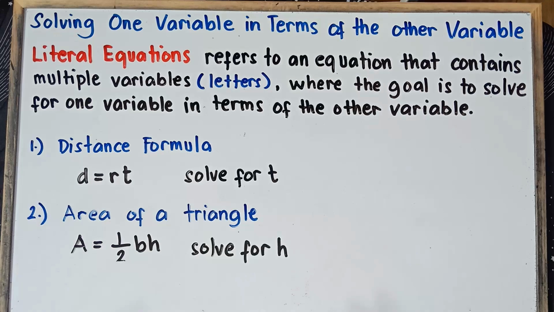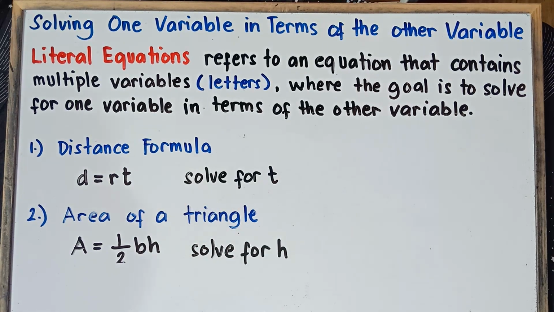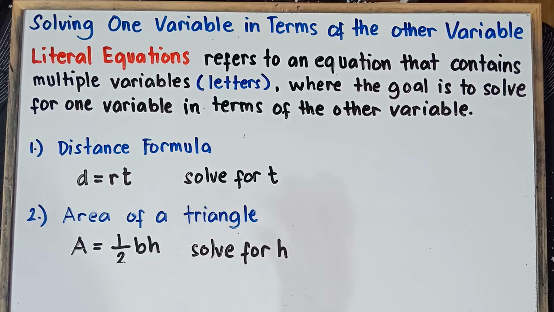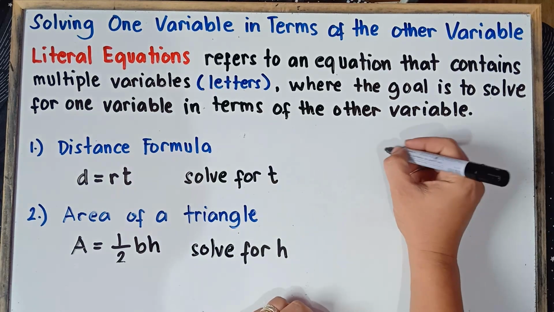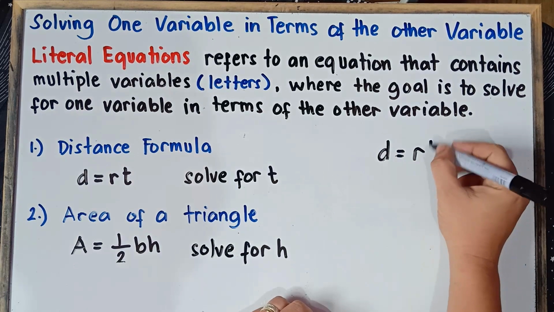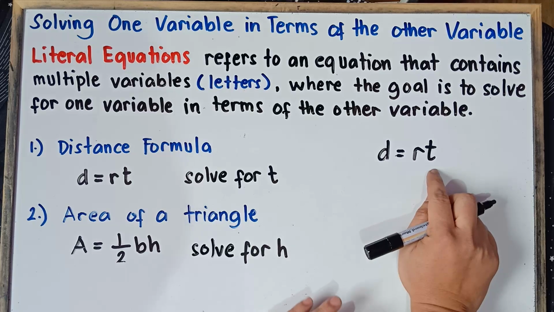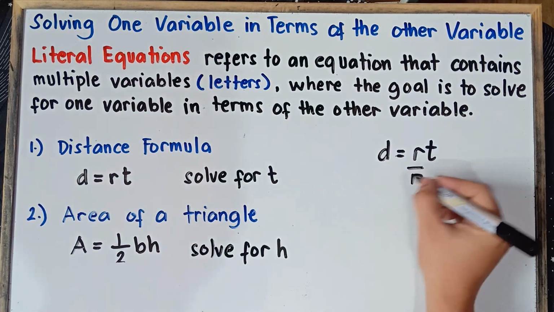Now, what if the teacher will ask you to solve for T? How will you transform the formula in finding T? To do that, class, we can apply the properties of equality. So let's have D equals R times T, the rate times the time, and you're told to solve for T. To find T, simply divide both sides by R.